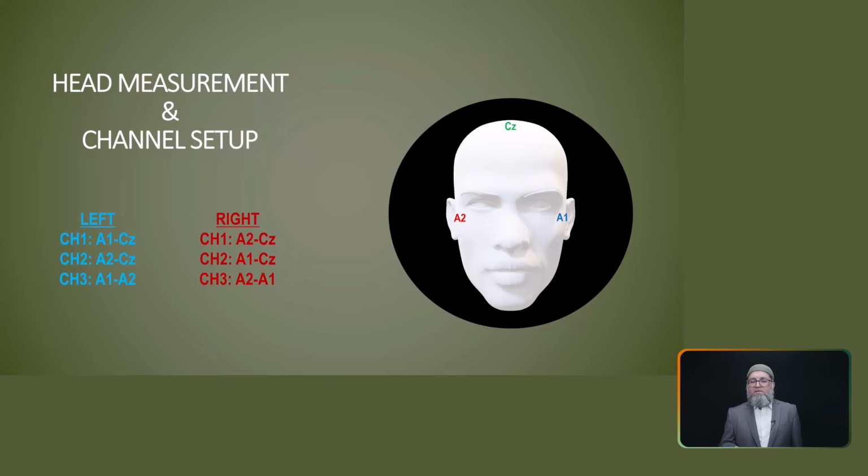And there are 3 channels of recording we can do. For the left side, ipsilateral ear to Cz, and then contralateral ear to Cz. So A1 to Cz, A2 to Cz, and then A1 to A2 for wave 1 recording. For right side stimulation, you can do ipsilateral A2 to Cz, contralateral A1 to Cz, and then A2 to A1. When we are recording from the contralateral ear electrode, just make sure you understand you are not recording from the contralateral ear or contralateral nerve. You are still recording the ipsilateral nerve, but with the contralateral electrode.